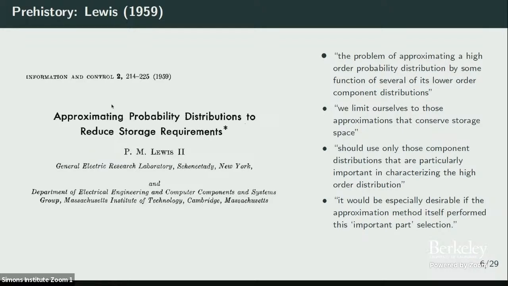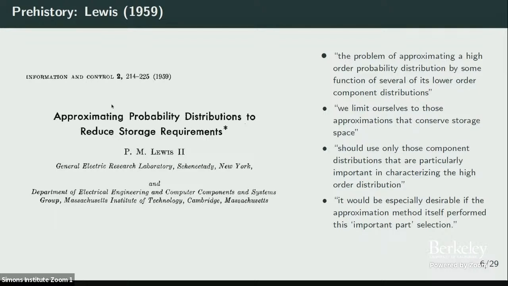He's like, oh no, we have n bits. N bits is way too many, or p bits. I guess p bits is very large. We can't store distributions on p bits, 2 to the p things, a 2 to the p histogram. So let's try and approximate it by looking at lower order component distributions, which are just lower order marginals. He wants to conserve storage space, but is interested in those which are particularly important in characterizing the high order distribution. And of course, we'd like the approximation method that you use to actually do this.